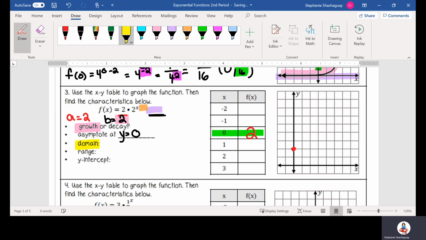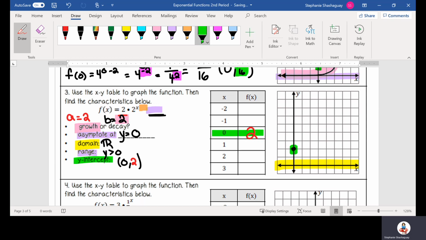My domain is always going to be all real numbers, because I could have any possible inputs for my outputs. That's only for functions, guys. It's not if you have a line segment, so be careful with that. My range is going to be related to my asymptote, so I'm going to have y is greater than 0, and my y-intercept I know is going to relate to my a term, so I'm going to have (0, 2). And I've already listed that on both my table and my graph.